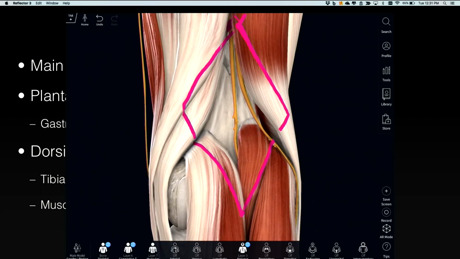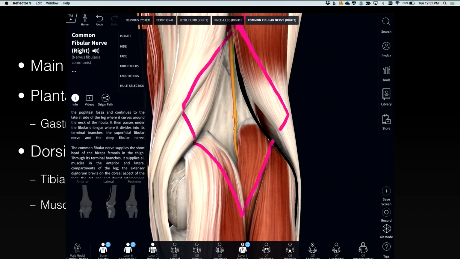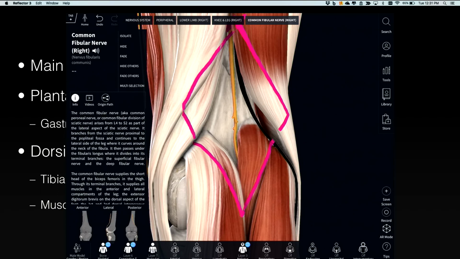So if I show you a popliteal fossa diagram on an exam and ask you, what's this nerve? You're going to know what it is, right? Always arranged like this. Thank you for the yes.